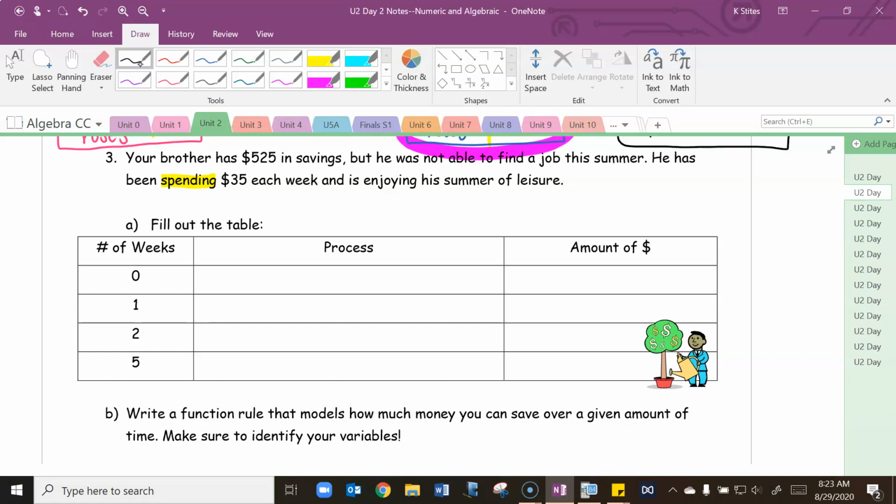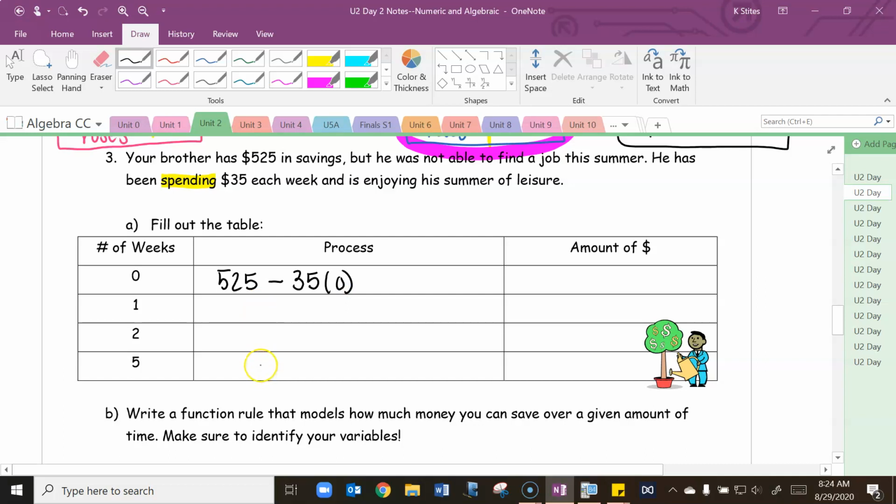It is decreasing. So let's take a look at what we have here. He starts with $525, right? But he's spending money. So instead of a plus, we are now going to have a minus. How much money is he spending? Well, he's spending $35 each week. And they're saying no weeks have passed yet. So we're just going to multiply by 0.